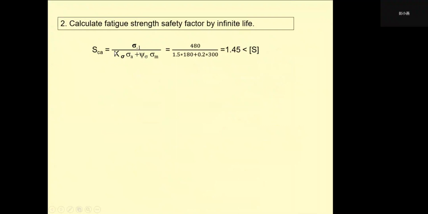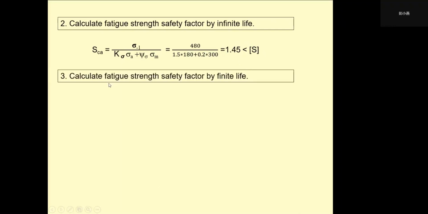Then we use sigma -1, the combined influence factor, and psi sigma, and we calculate sigma a and sigma m, and then we calculate the safety factor, which is 1.45. It's less than the allowable safety factor. The allowable safety factor is 1.5, so this doesn't satisfy.